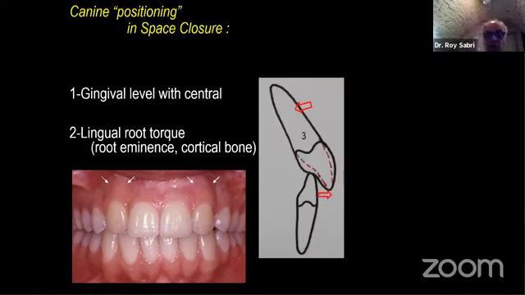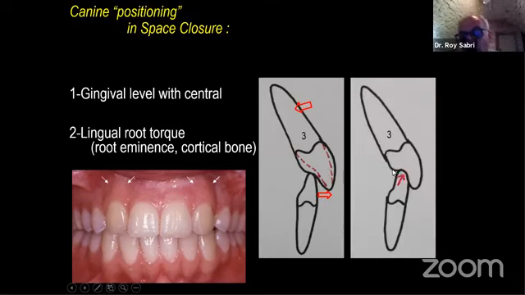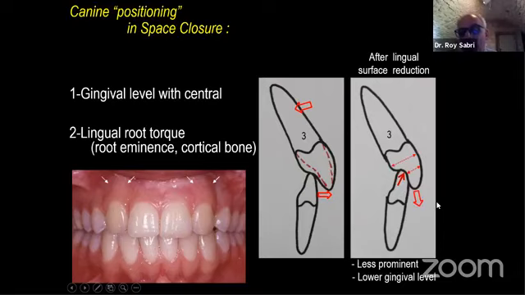But the problem is when you put lingual root torque, you're going to get an overjet because of this thickness. Thus, the importance of reducing from the palatal. Okay. You see, after lingual surface reduction, you reduce the overjet. And by reducing the palatal, you can extrude it more. I'll talk about this, okay?